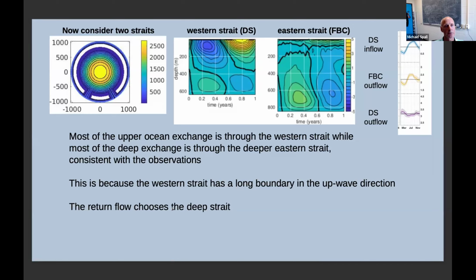The deep flow chooses the Fairbank Channel simply because it's deeper. If I make these two the same depth, then we see most of the deep exchange over here. Next slide.